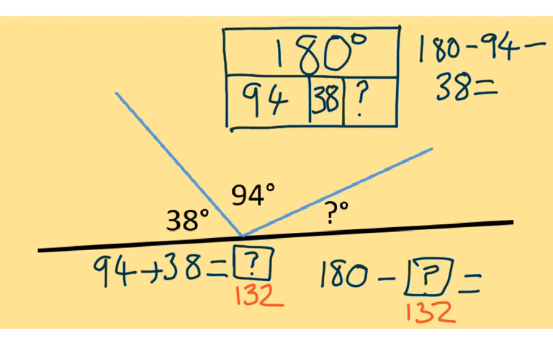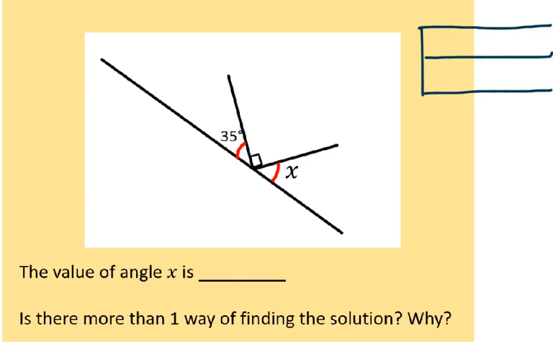Okay, I went with this method down here. I added these two numbers together and I got to 132. I then did 180 minus my 132 and I got to 48. So I know that this missing angle is 48. I hope you got the same answer as me. I have been known to get things wrong, of course.